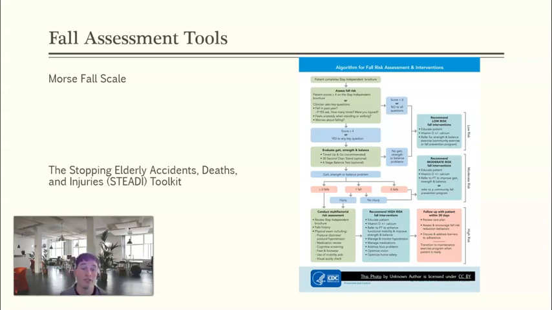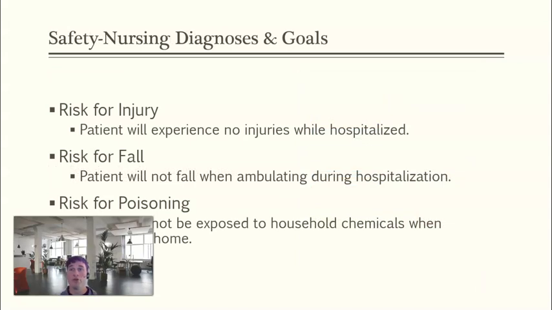You're going to see this probably even built in to your facility's documentation as a quick click and fill scale electronically. The Stopping Elderly Accidents, Deaths, and Injuries Toolkit is a suite of materials that was created by the CDC, who we talked about a little earlier. They have a group, the National Center for Injury Prevention and Control. It is a provider resource adapted from American and British geriatrics that help assess and stop issues in the senior population for falls and injury.